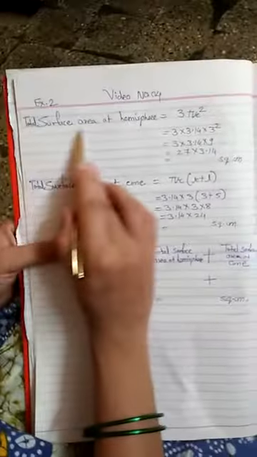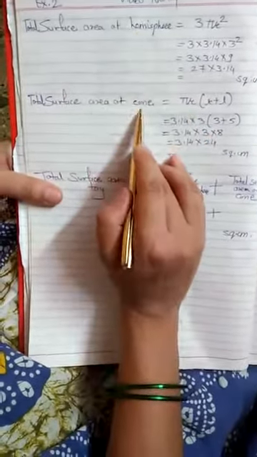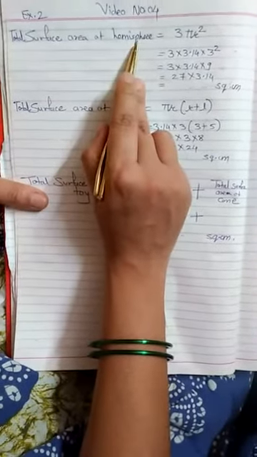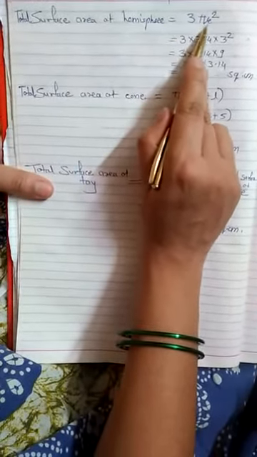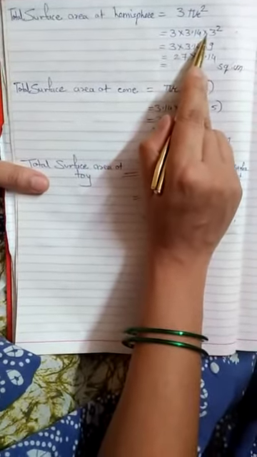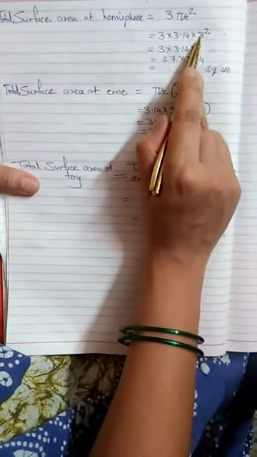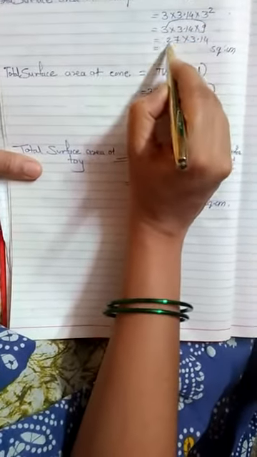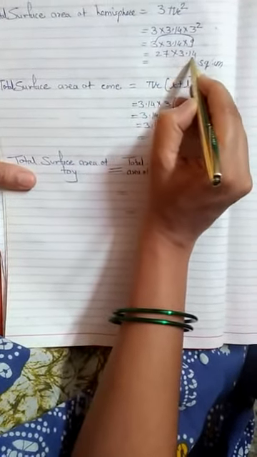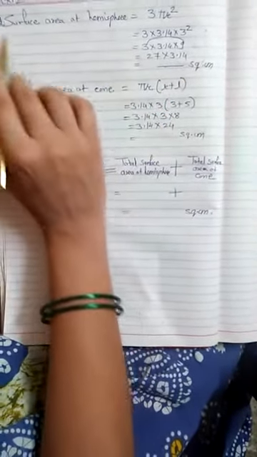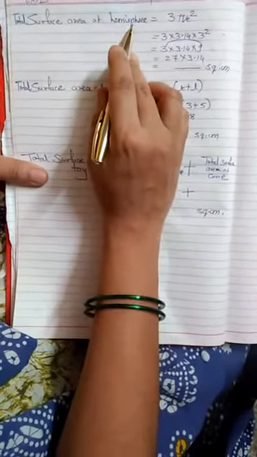Now the same way you can find out the total surface area of both shapes, hemisphere and cone. So the total surface area of the hemisphere is equal to 3 pi r square. 3 as it is, pi 3.14, into r 3 square, which is 9. So 3 nines are, children, 27 into 3.14. Multiply here, you will get the total surface area of the hemisphere.